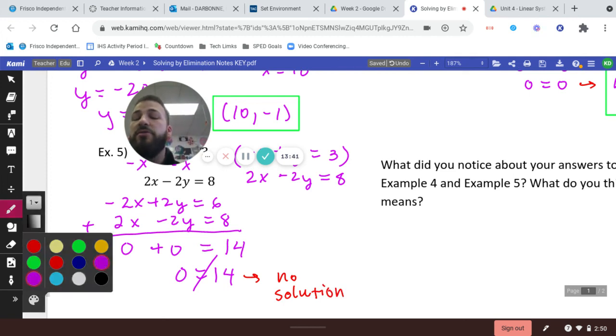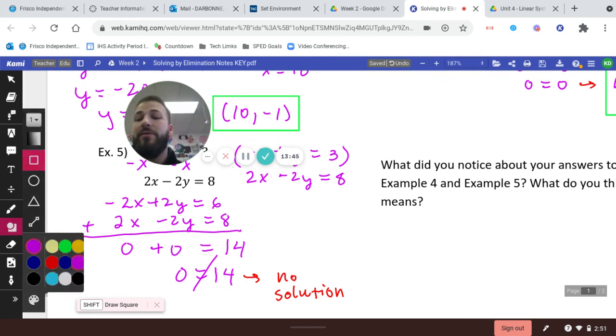Because this means our two equations are parallel, which means they're never going to touch each other.